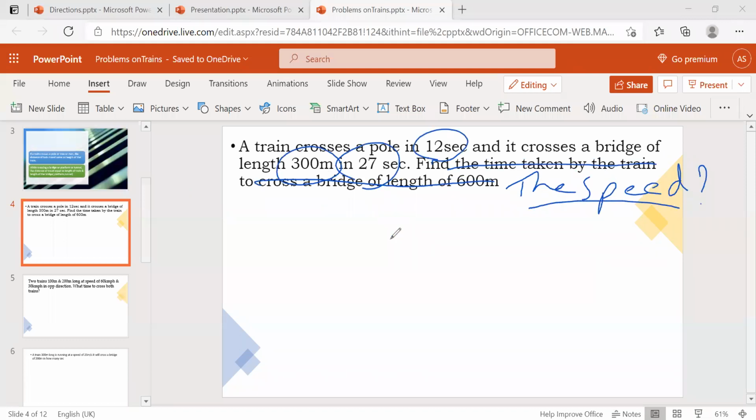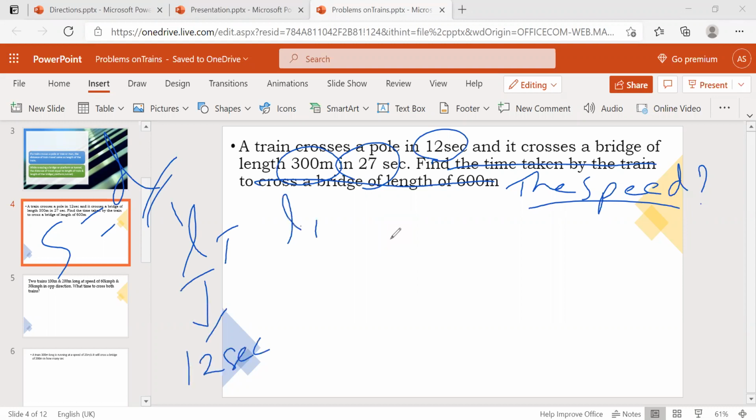So how do we find the speed? Speed equals distance by time, right? Is it clear for everyone? Now, same as this, the length of the train takes 12 seconds. And the length of the train plus the length of the bridge, which is 300, takes 27 seconds.